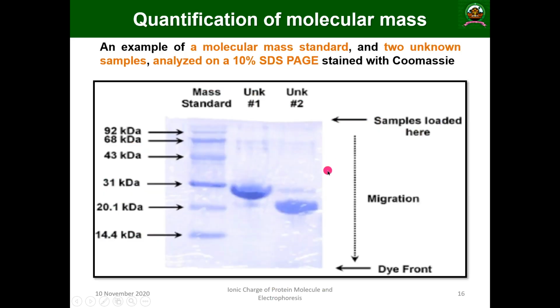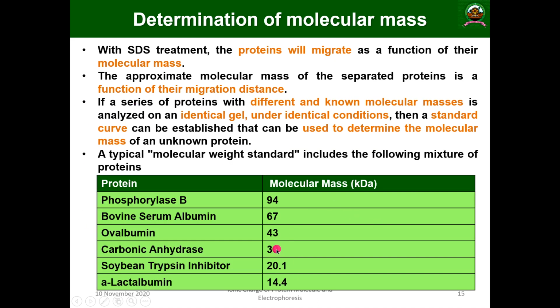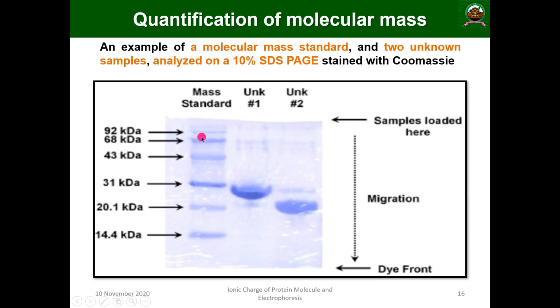Then this is an example I have shown here: an example of a molecular mass standard and two unknown samples analyzed on 10% SDS gel and stained with Coomassie brilliant blue. This is the standard mass: 92 kilodalton, 68, 43, 31, 20.1 and 14. All of these you can see. Here these are the different bands after staining with Coomassie brilliant blue. This unknown sample is very near to the 13 kilodalton line. By comparing with it, you can also find out the mass.